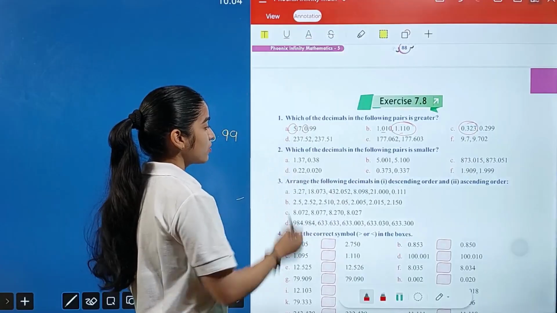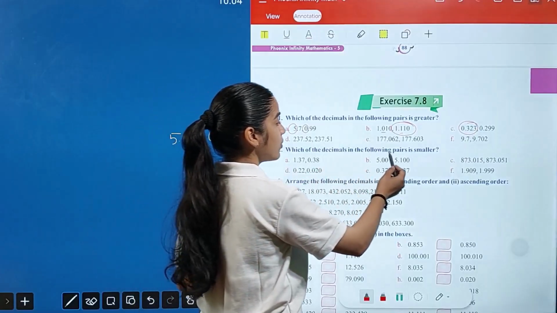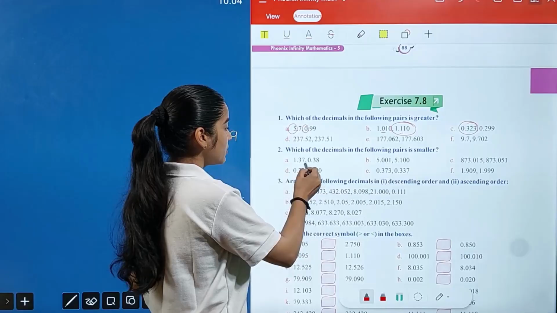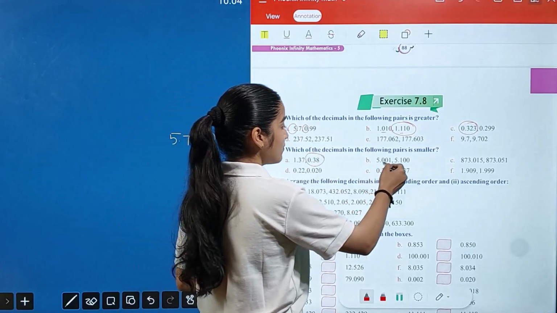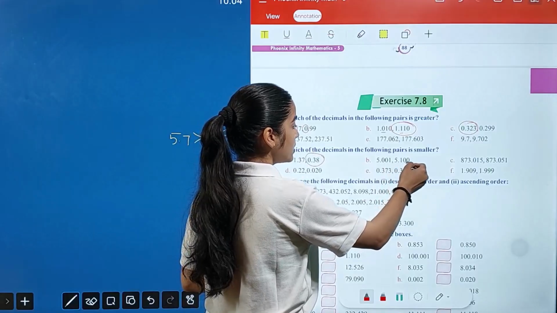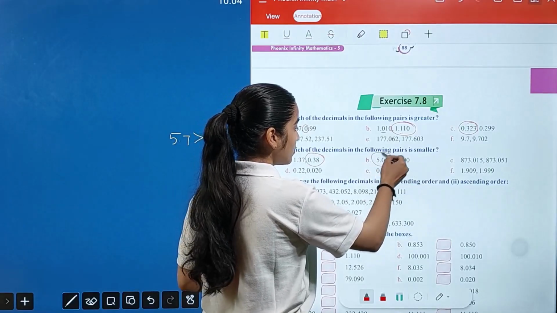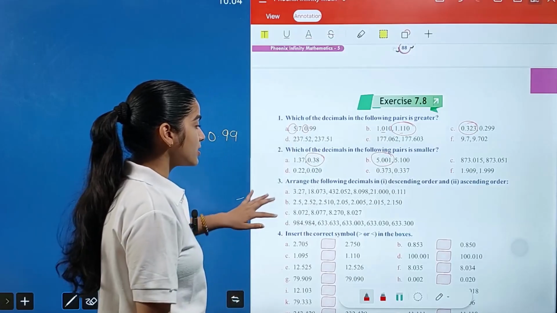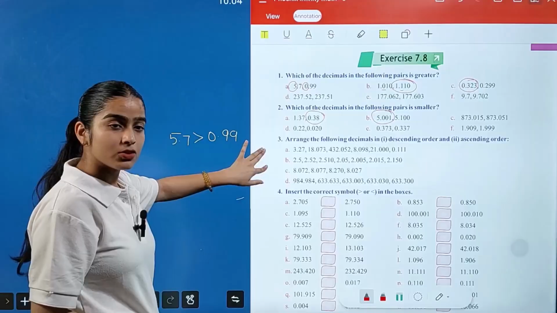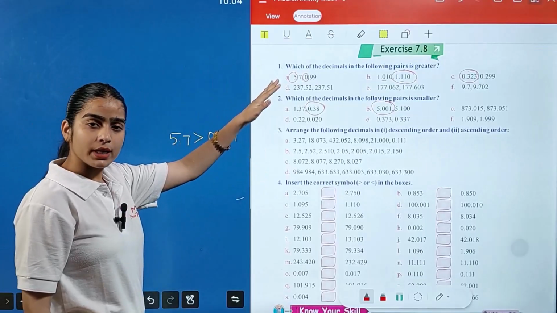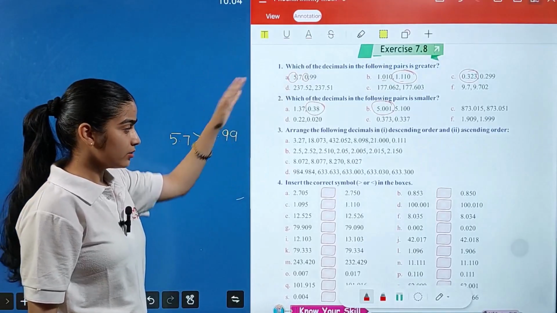Now question number 2, which decimal in the following pairs is smaller? So 1.37 and 0.38, obviously 0.38 is smaller. 5.001 and 5.100, so 5.001 is smaller. Now arrange the following decimals in descending order and ascending order. We already did this question in our example. You can take an idea from that and solve this.